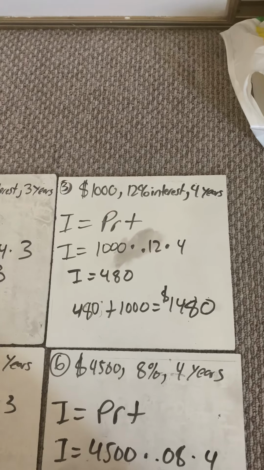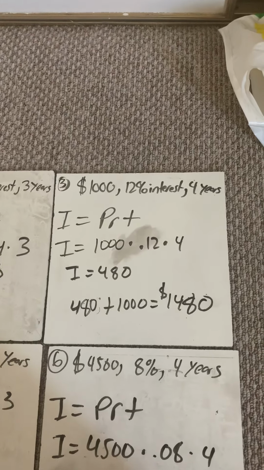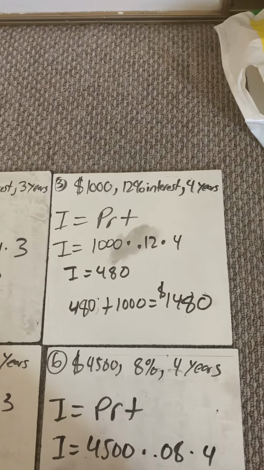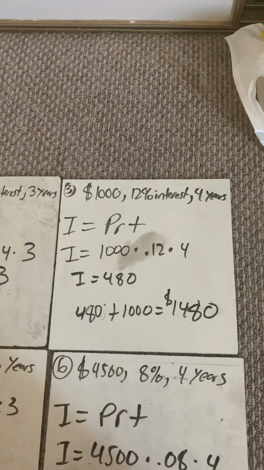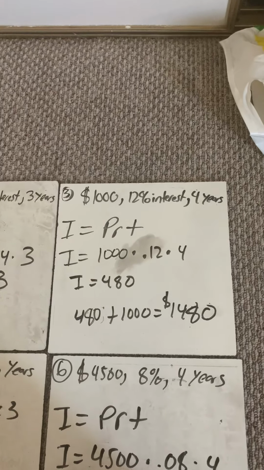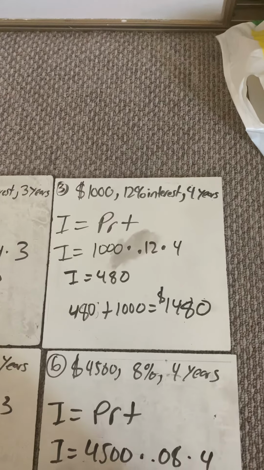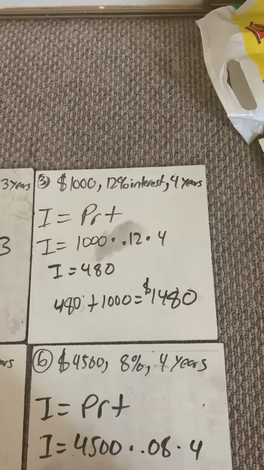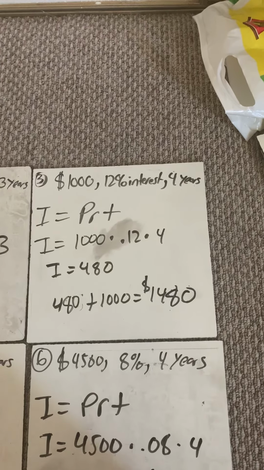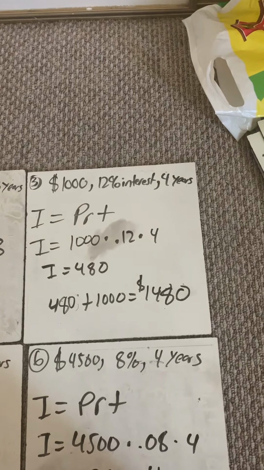But this time I said, so how much money would you have in the bank after those 4 years? That means since the interest is 480, that's how much money you made. But you have to add it to that original $1,000 that you put into the bank, so you have $1,480 now. Do you see how we have to combine it?